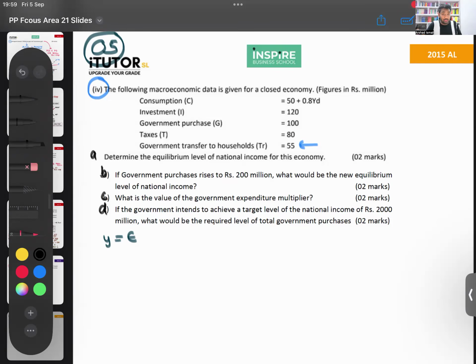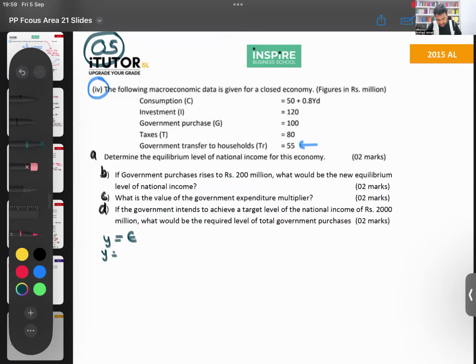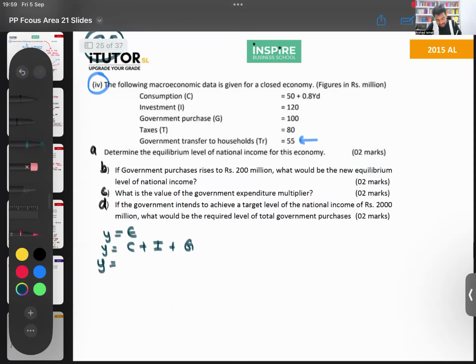Part A, determine the equilibrium. So how do you find equilibrium now? Y equals E. Y is equal to C plus I plus G plus net exports. There are no net exports. So then Y is equal to consumption, which is 50 plus 0.8 YD. Now look at this YD, here there are transfers also. Be careful. Investment is 120. Government spending is 100. So I'll add all the numbers together: 50, 120 and 100. That is 270.